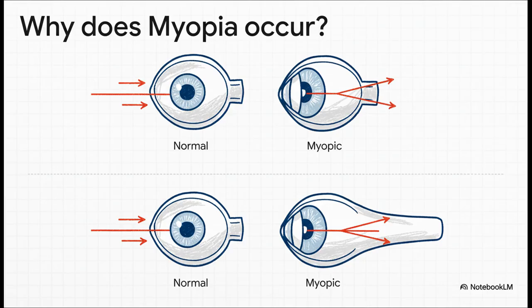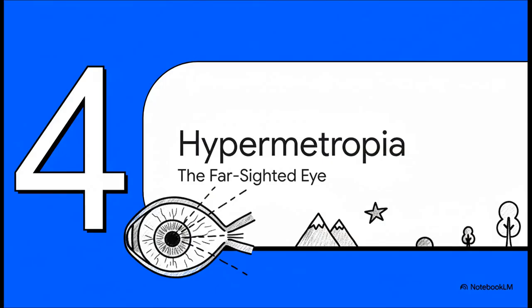This just means the lens has become too thick, and so it has a very strong converging power. The other reason could be an elongation of the eyeball. This means the eyeball itself has become a little longer, so the retina is now further away. In either case, the result is the same. All right, now that we understand myopia, let's move on to the second defect.